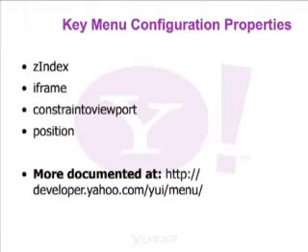Some key menu configuration properties are the z-index configuration property, which essentially controls how that menu is layered on the screen with respect to other positioned elements. Again, the iframe configuration property, which toggles the iframe shim. That property is set to true by default for IE less than 7, since that bug was fixed in IE 7, and it's false for every other browser.